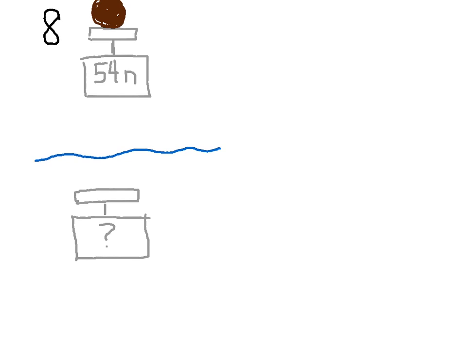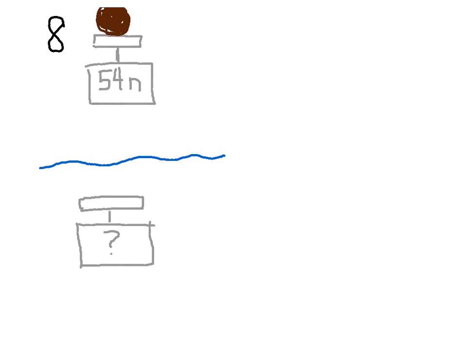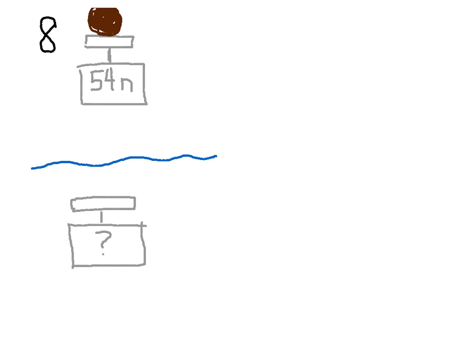Problem 8 deals with a rock. We're going to take this rock and eventually put it in the water. If we weigh this rock outside of water, it weighs 54 newtons. Now if we put this rock underwater, this same rock has a different weight. The question is, what is that weight?